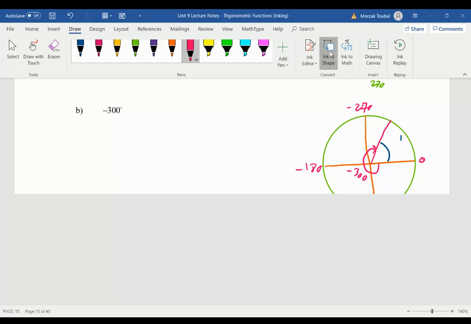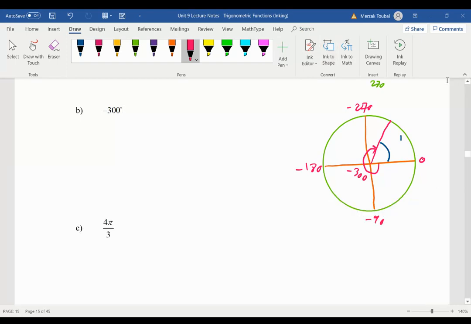Okay, sorry. All right, let's call this theta prime. So obviously, if we subtract 300 from 360, we get the reference angle. So we do 360 minus 300. That is 60 degrees. So theta prime is 60 degrees.